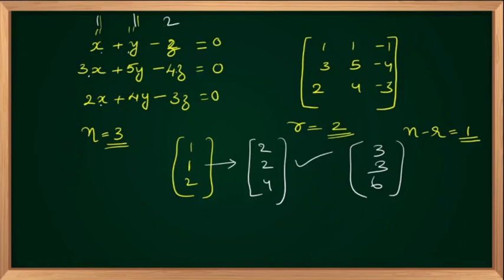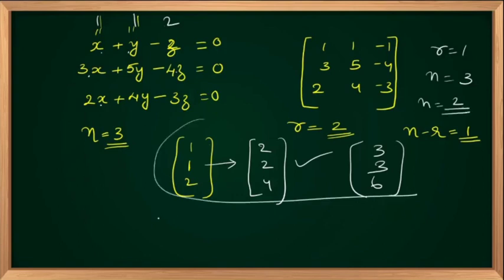Now, if for some other question the rank happened to be 1 and n happened to be 3, then n minus r equals 2. That implies along with one set of this solution, there is another linearly independent solution, for example 0 1 0. Then 0 2 0 will be a solution, 0 3 0 will be a solution, 0 4 0 will be a solution, etc.